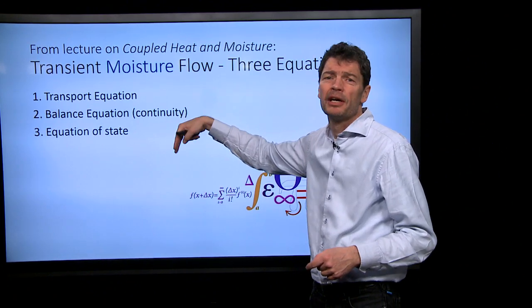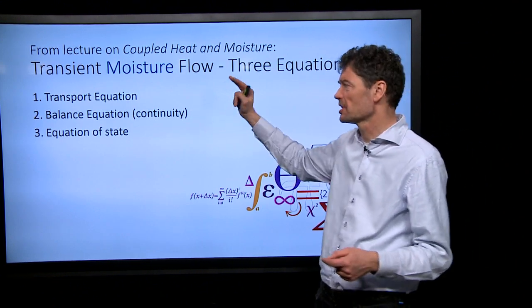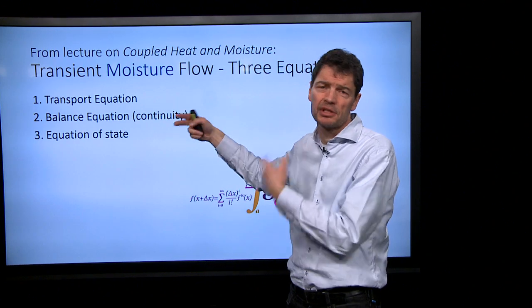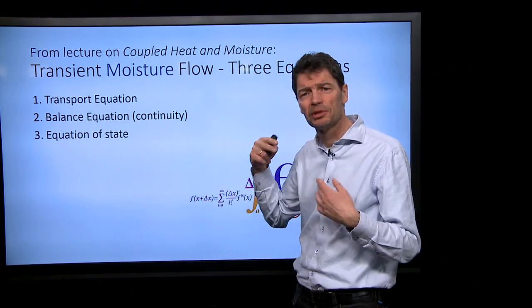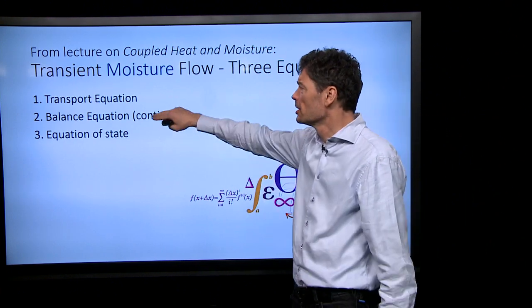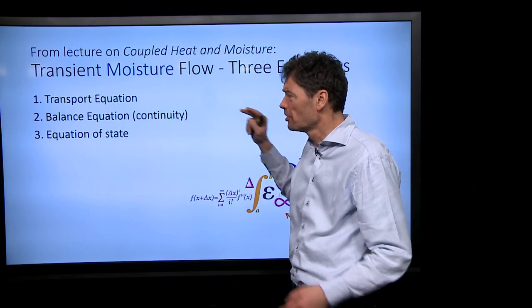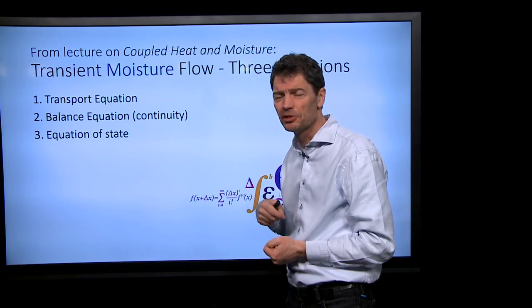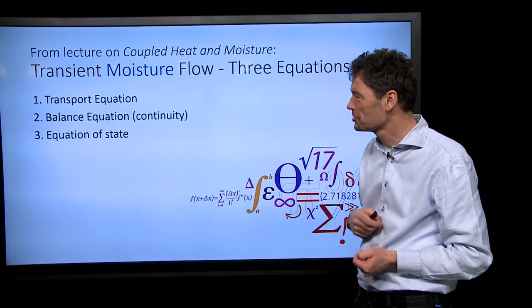moisture flow. And like we had for heat, here we also have three types of equation: a transport equation, and I should say for moisture, we consider here, for illustration purposes, only vapor diffusion by Fick's law. Then we will make a balance for where does the moisture go. So we should look to a continuity, keep track of the moisture.